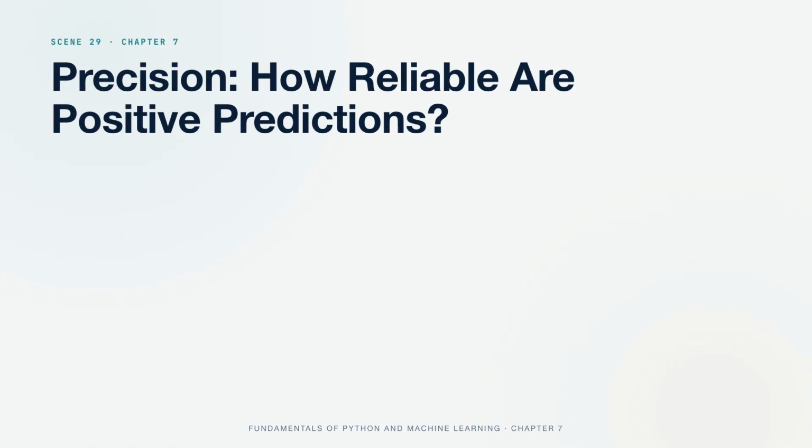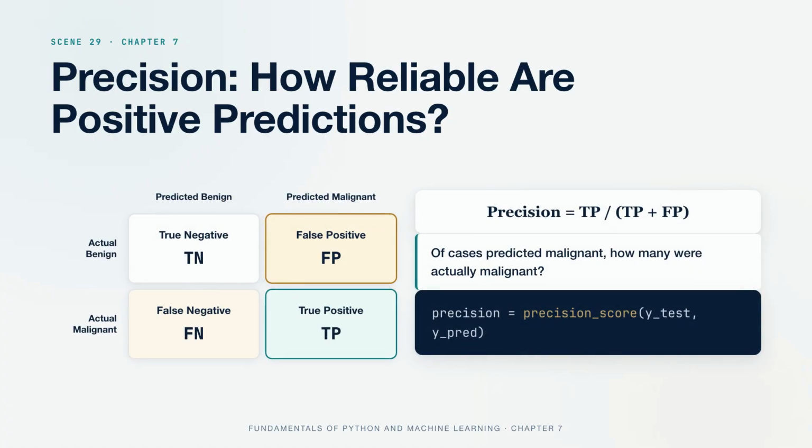Precision focuses on the observations predicted as positive. With malignant defined as positive, precision asks, of the cases predicted malignant, how many were actually malignant? High precision means that relatively few benign observations were incorrectly classified as malignant. The denominator contains true positives plus false positives. Precision is especially important when false positive decisions carry significant cost.